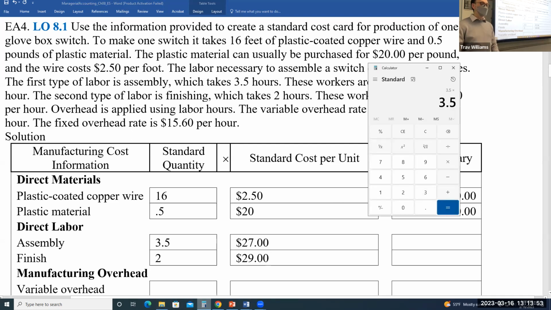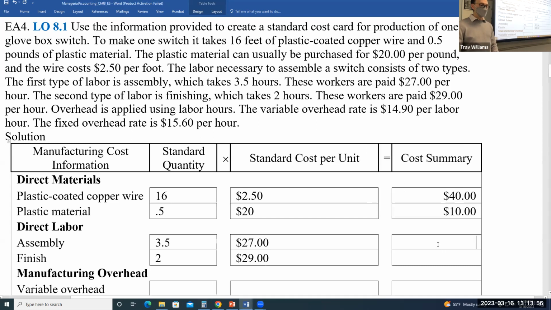So 3.5 times 27 comes out to $94.50. 2 times 29 is $58. Now we see our labor costs. And then we can go on to overhead. It says overhead is applied using labor hours. The rate is $14.90 for variable per labor hour, and the fixed overhead rate is $15.60 per labor hour.